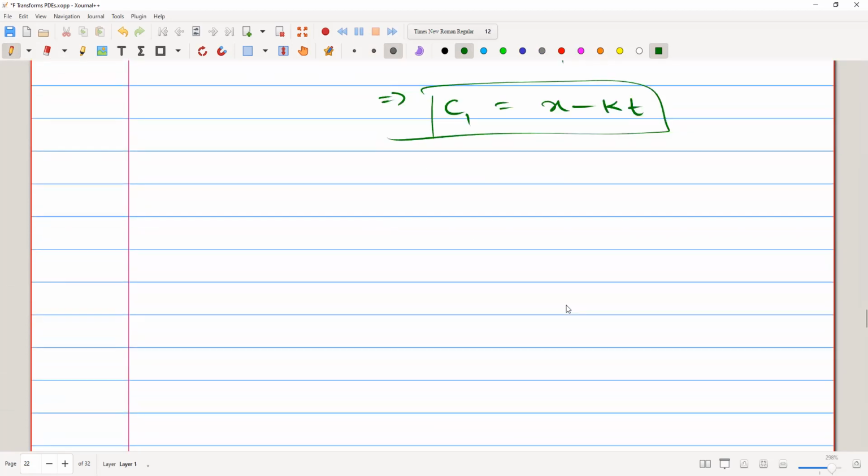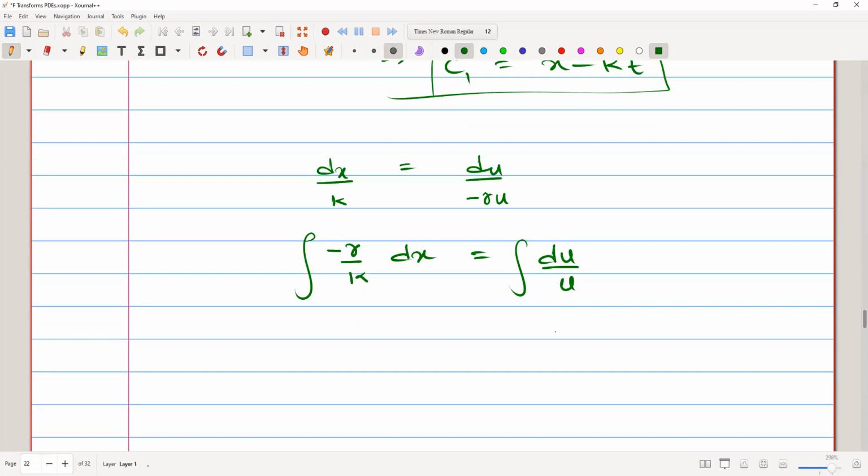k equals du over negative ru. So dx over k equals du over negative ru. So here we have a negative ru, so it's negative r over k dx equals du over u. So we can integrate both sides. We have negative r over kx plus c, let's write, plus c2 equals ln u.